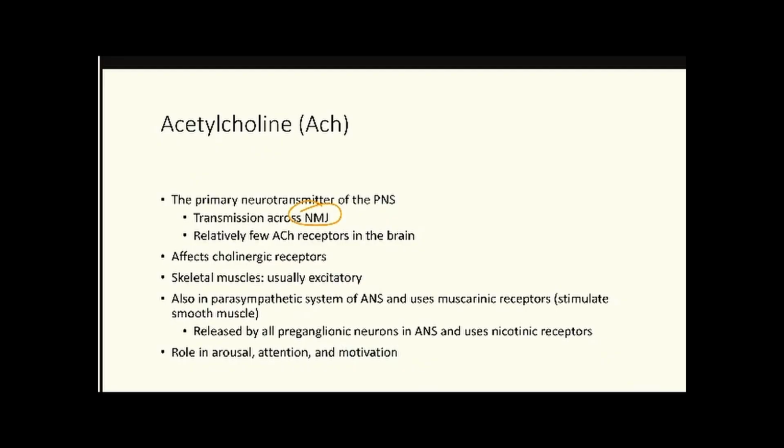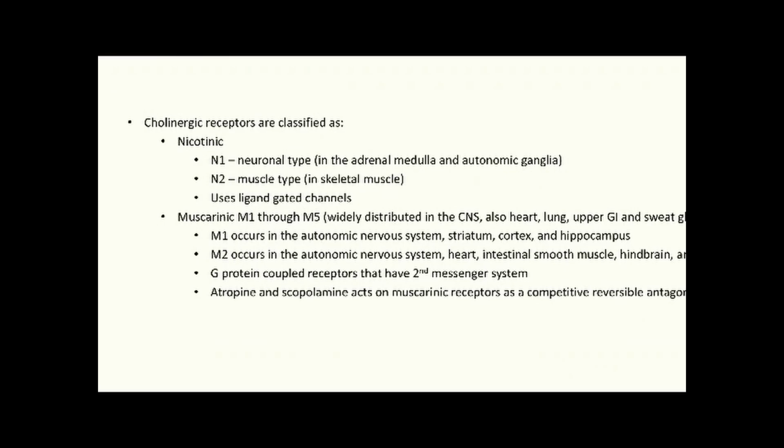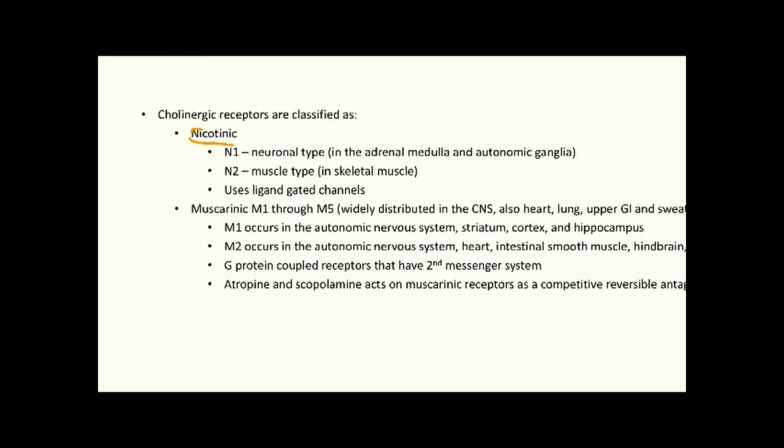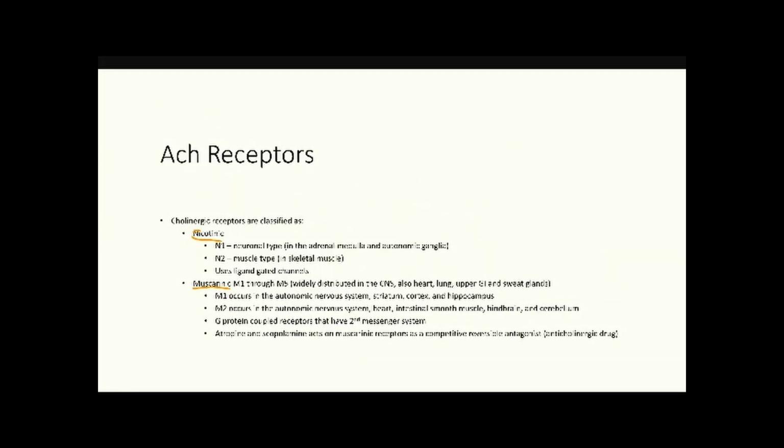Across the neuromuscular junction, cholinergic receptors, usually excitatory. All preganglionic neurons, has a role in arousal, attention, and motivation. That's acetylcholine. We have our receptors. Remember, you get your nicotinic and your muscarinic. I'm not going to go over that much detail. This should be review from Pharm, I know. So remember all the different receptors for acetylcholine.